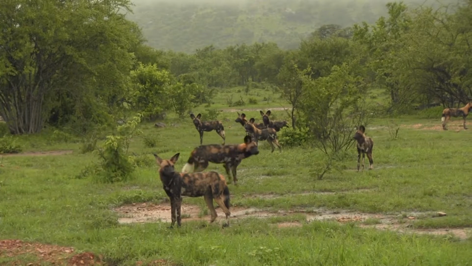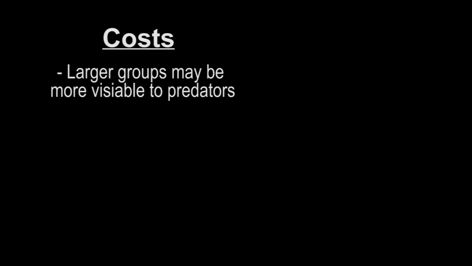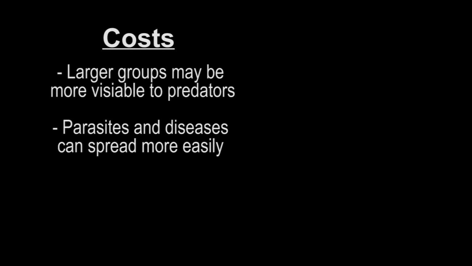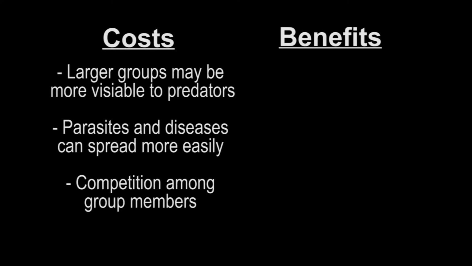We can assume that living in social groups would have some sort of cost, since many species are solitary, not social. Some costs of social living include: larger groups may be more visible to predators, parasites and diseases can spread more easily, and competition among group members for food and mates. Nevertheless, for social species, the benefits of social living must outweigh these costs.